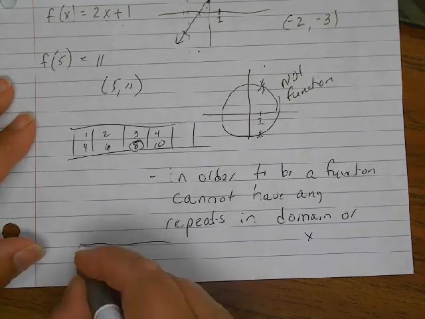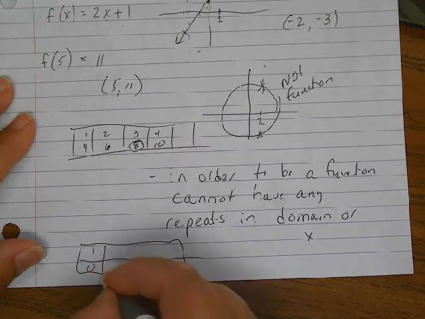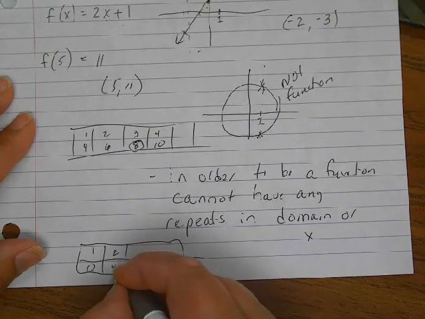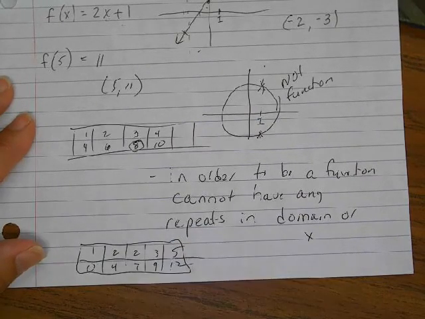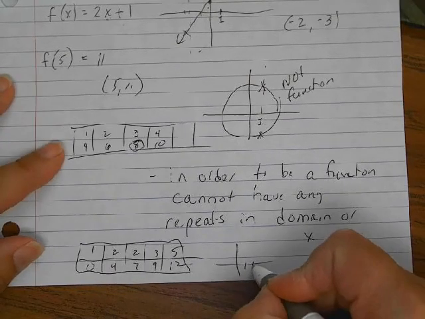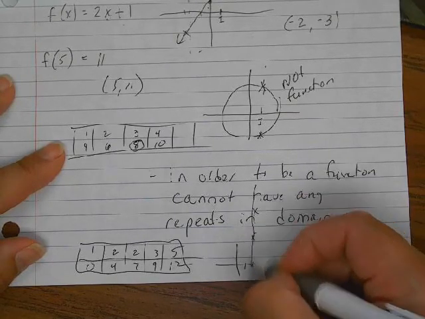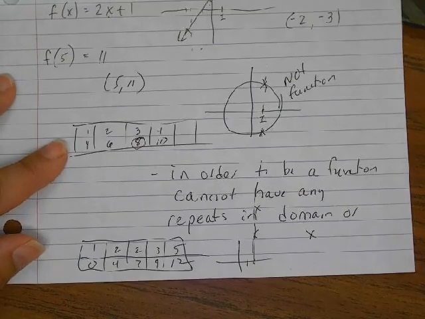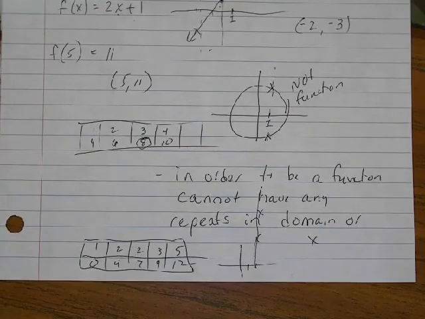So here would be a table that would not be a function. That would not be a function, because if I went to 2 on the input, I could get out 4, or if I went to 2, I could get out 7, and see how that would not pass the vertical line test? So in order for it to be a function, there can't be any repeats in the domain or the x value, the input spot.